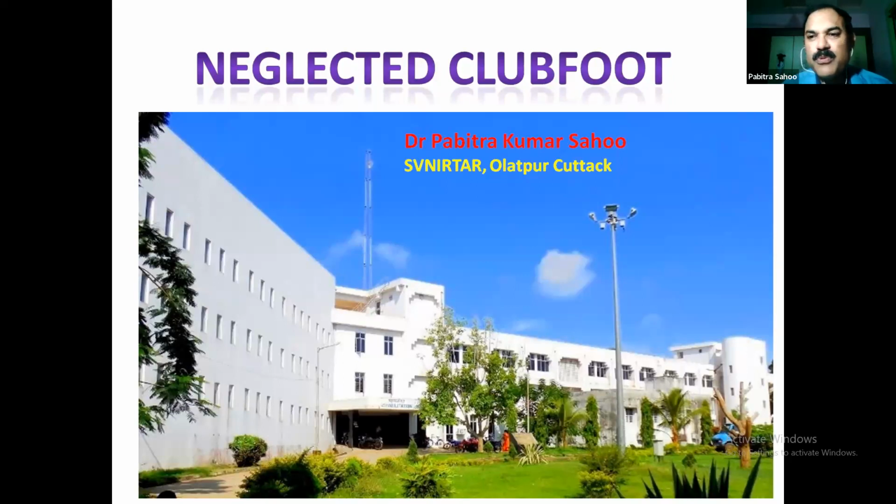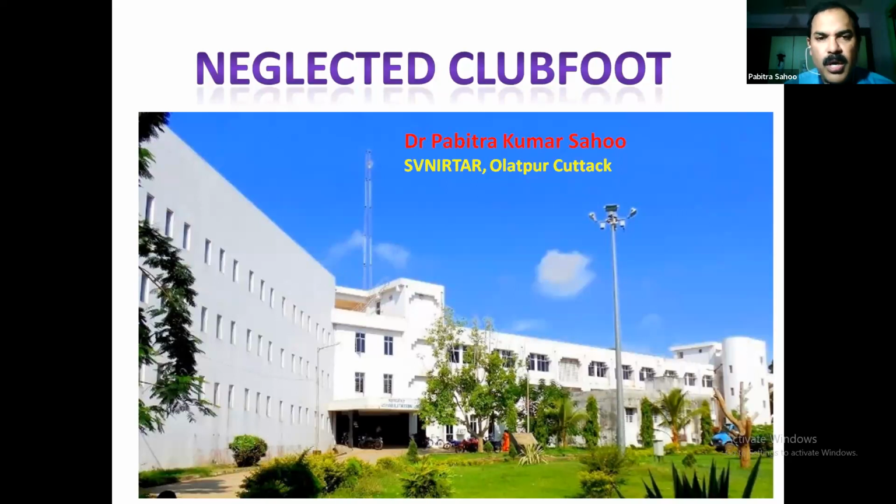As you all know, clubfoot is a very common condition, otherwise called congenital talipes equinovarus. The prevalence is around 1.5 to 2 per 1,000 live births. Still, there is poor awareness among health professionals, including doctors, regarding early diagnosis of clubfoot or CTEV, which leads to neglect in the management of clubfoot, leading to a neglected clubfoot.